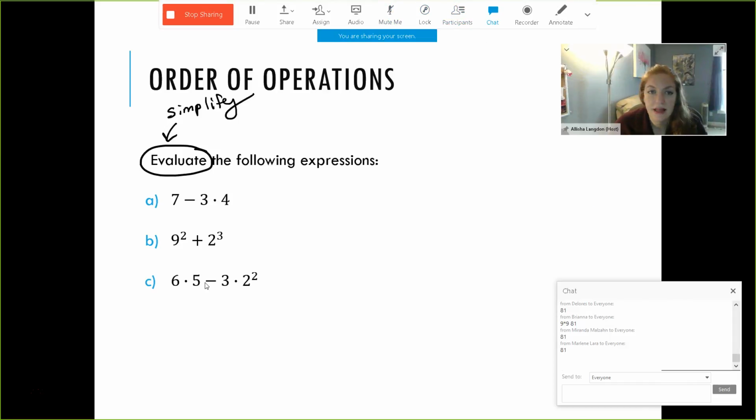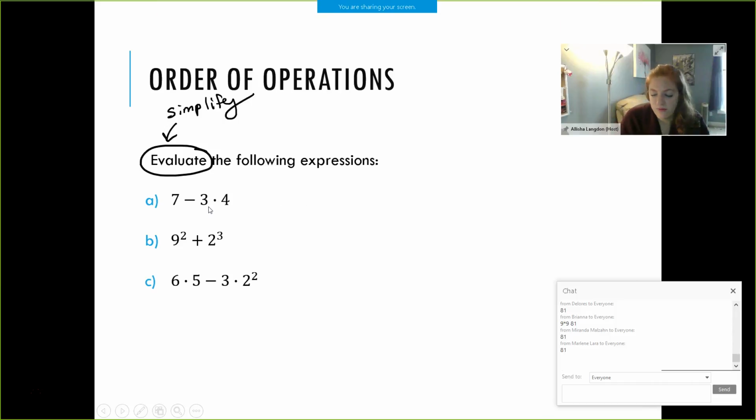Okay. So let's start with the first one, which is 7 minus 3 times 4. So we want to write our order of operations up here, PEMDAS. Okay, parentheses first. There's no parentheses here. So then we move on to exponents. No exponents here. Then we say I need to do multiplication and division from left to right. Is there any multiplication here? What do you guys think?